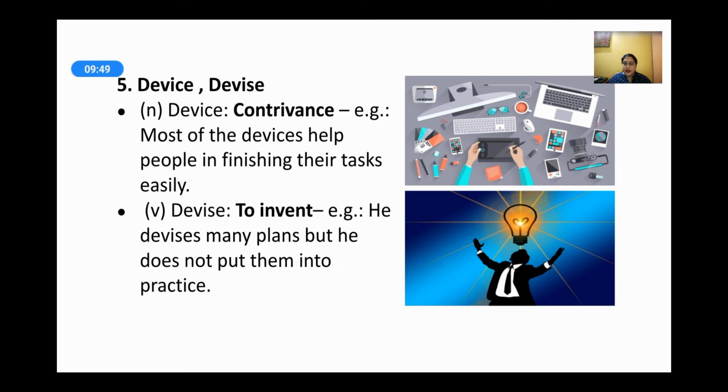Device and devise, again here both the words are similar, only one alphabet is interchanged. In the first word, device, it is a noun, it refers to a contrivance. For example, all the devices, all the gadgets, all the machines, most of the devices help people in finishing their tasks easily. The other word, devise, this one is considered a verb, and this refers to inventing something. He devises many plans but he does not put them into practice, or the scientists are yet to devise a cure for the problems. Devise as in to invent.